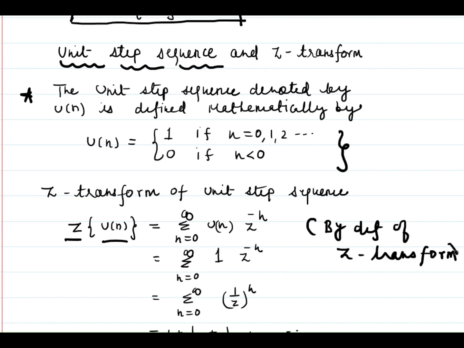So we are writing this value here. This is the formula, again the same thing, varying n from 0 to infinity. From 0 to infinity, the value of u n is 1; otherwise it is 0. So for every case from 0 to infinity, this is 1. So we write 1 into z to the power minus n, because for n from 0 to infinity the value of the unit step sequence is 1, so we substitute 1 here. Now this can be written as 1 upon z to the power n.